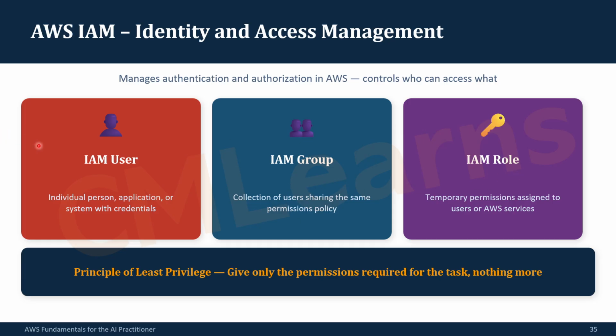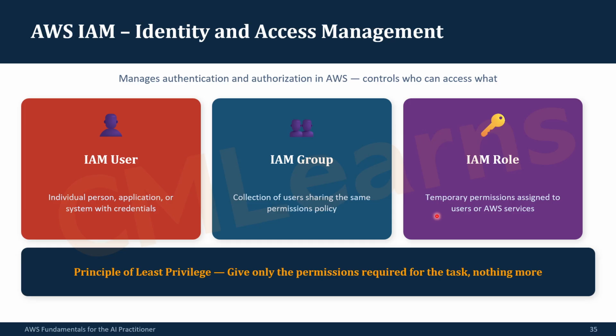So what is an IAM user? This is an individual person, application, or system with credentials, who uses it and who can manage it. We can group these users into a subgroup, that is an IAM group, which has a collection of permission policies for that particular group. If a new user comes, we can just add them to that group. If a tester comes, we can add that tester to the tester group. If a developer comes, we can add them to the developer group.